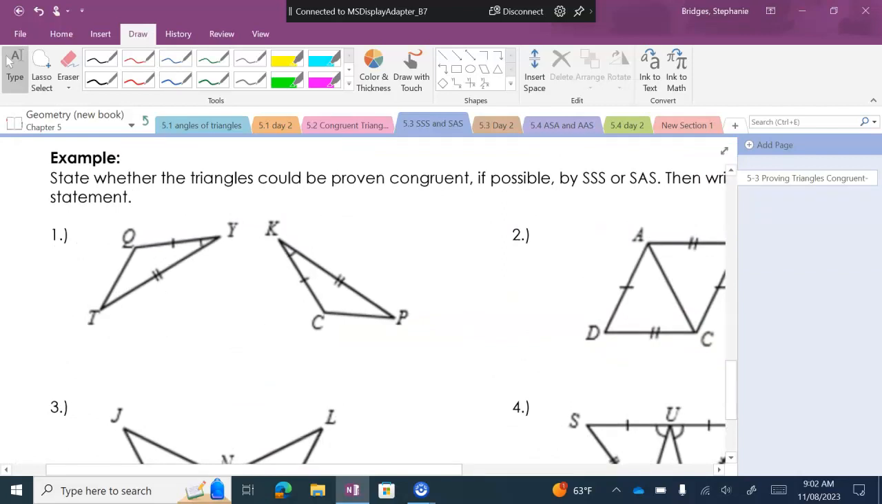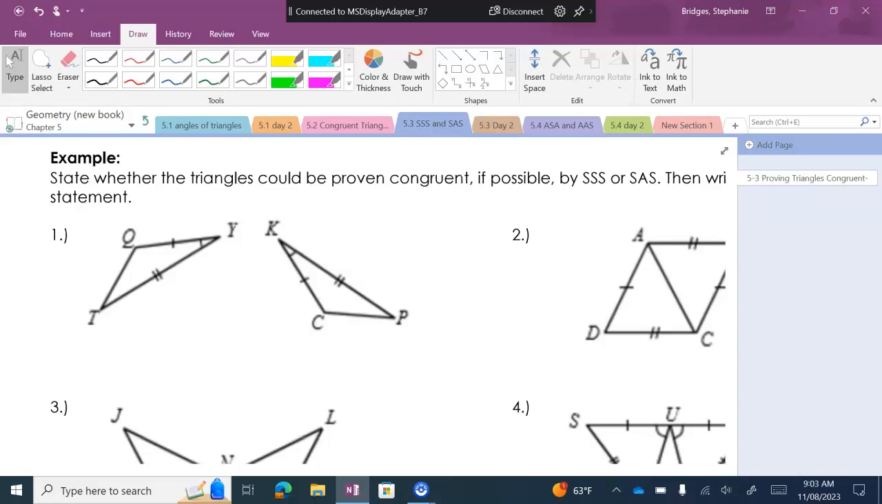So here's kind of where I start. I look at my markings in my picture. And I always start with side, side, side, because that's the easiest. Do I have all three pairs of sides marked congruent in that first picture? No. So do you think I'm going to be able to use side, side, side? No. Sometimes you can if the triangles share a side, meaning they're right next to each other. Are these triangles right next to each other, like touching? No, so they can't share a side. So my only option then is to see if they are congruent by side, angle, side.